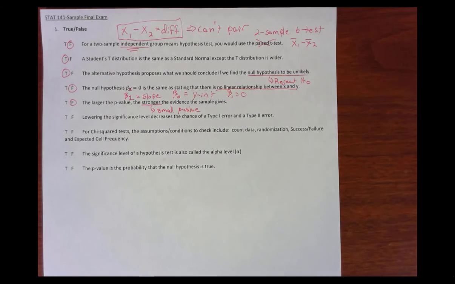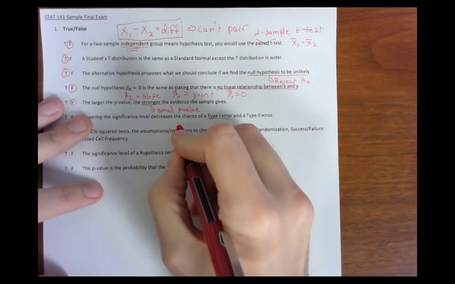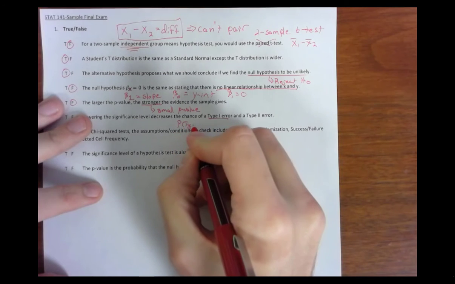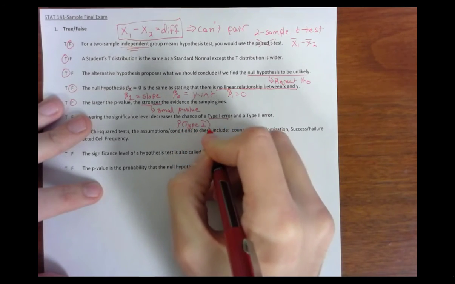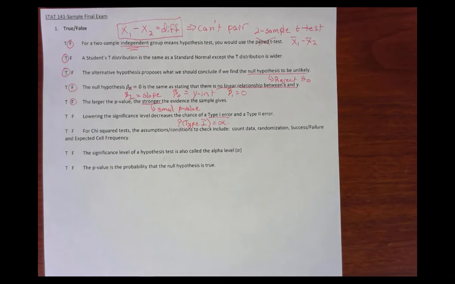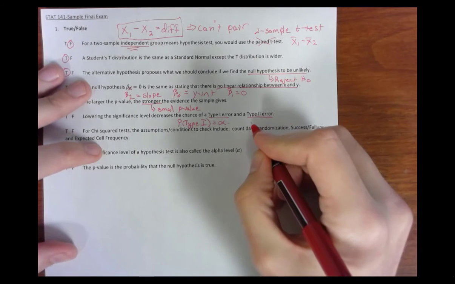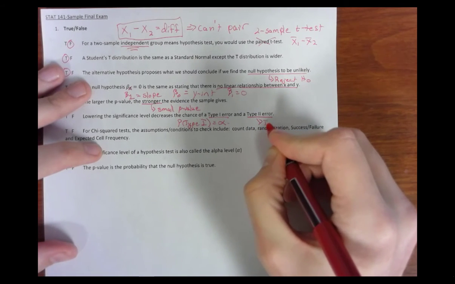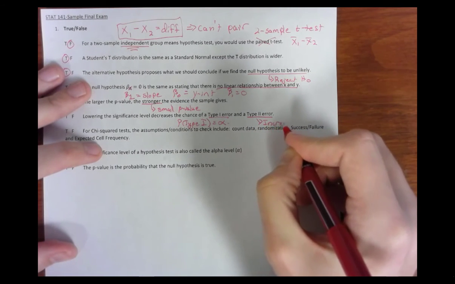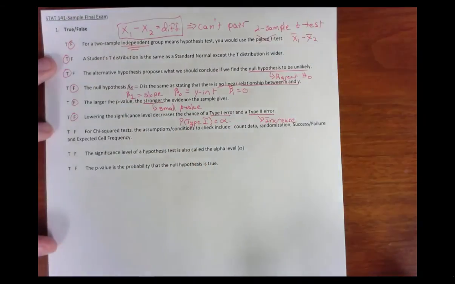It says, lowering the significance level decreases the chance of a type 1 error. And that's true. The probability of a type 1 is just equal to our significance level. So if we lower our significance level, we lower our chance of committing a type 1. However, it says, and a type 2 error. Lowering our significance level increases the chance for a type 2. So this statement is also false.